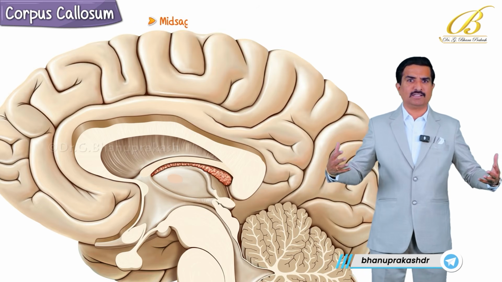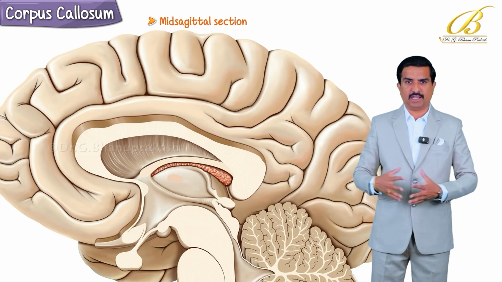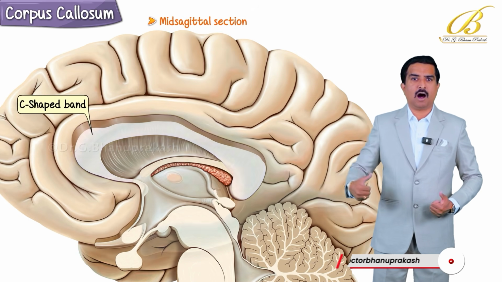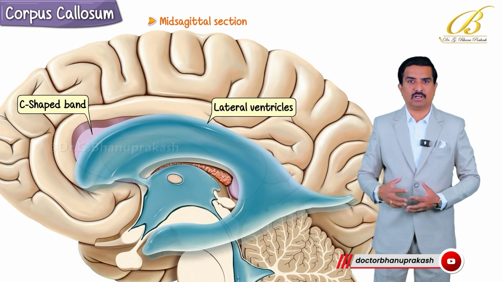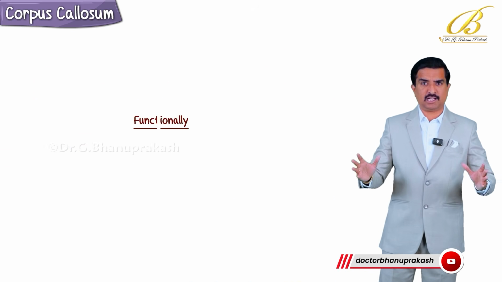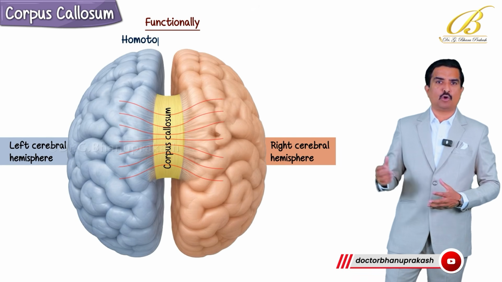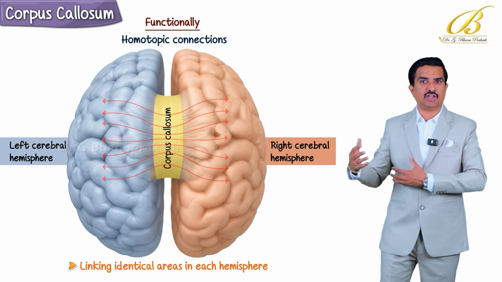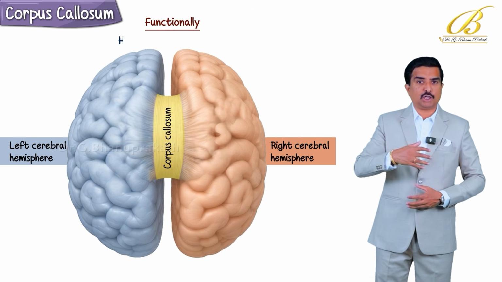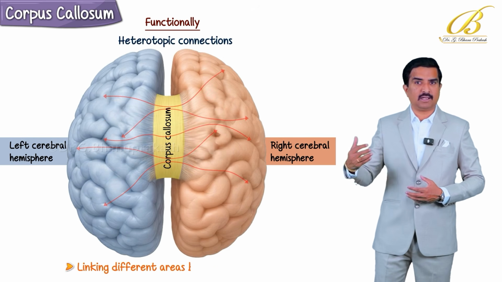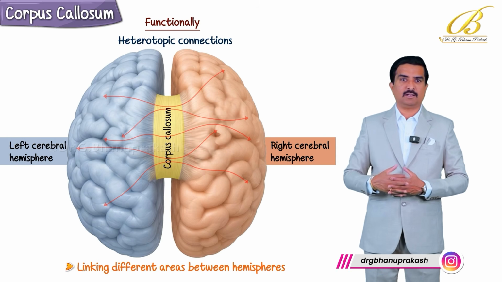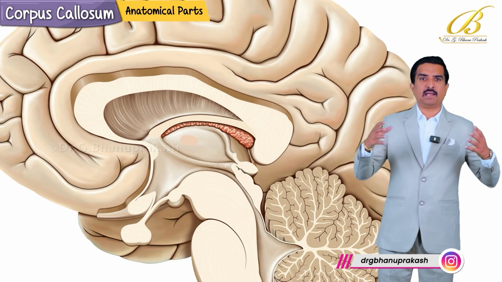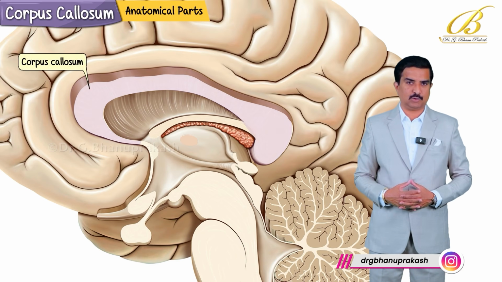So if you see on the mid-sagittal section of the brain, it appears as a C-shaped band arching over the lateral ventricles. Functionally, it supports homotopic connections, that is linking identical areas in each hemisphere, and heterotopic connections, that is linking different areas between the cerebral hemispheres. Now let's talk about the anatomical parts of the corpus callosum.